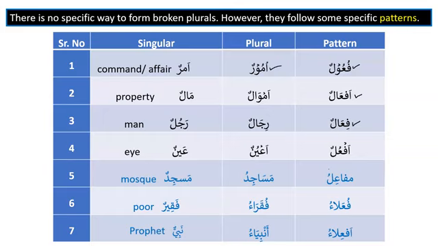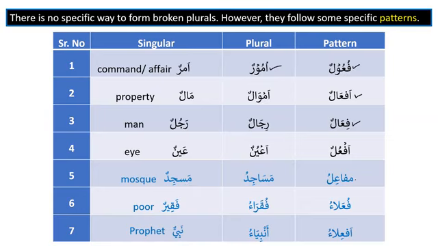Then the next three that we are learning over here now, they are diptote. These three patterns are diptote. Please write them down and practice them. That means that a noun, if it comes on this pattern, it will be mamnu min as-sarf. It will not accept tanween and it will not accept kasra.